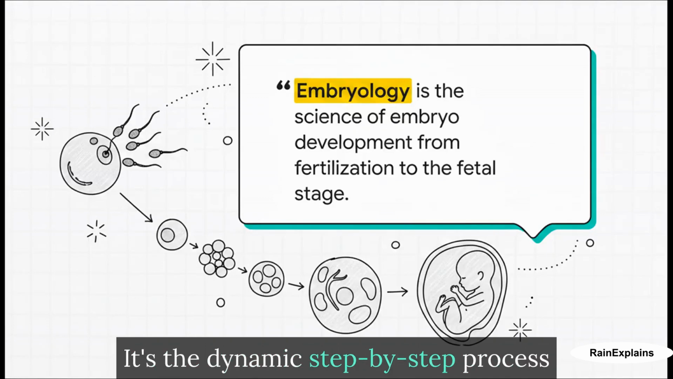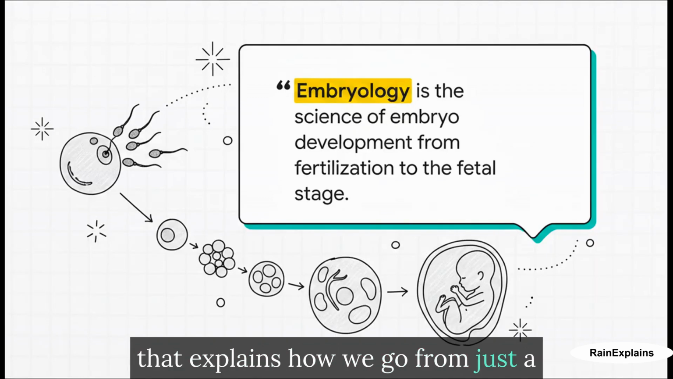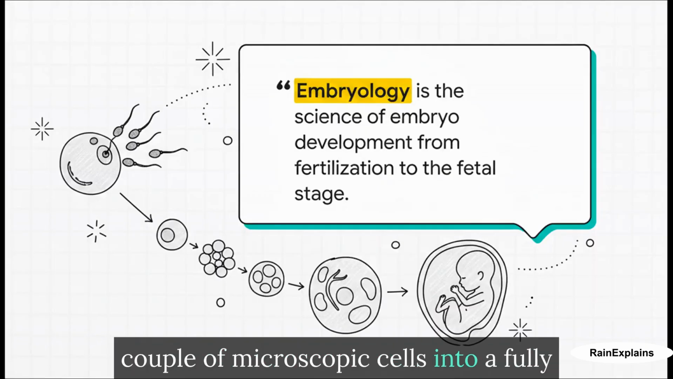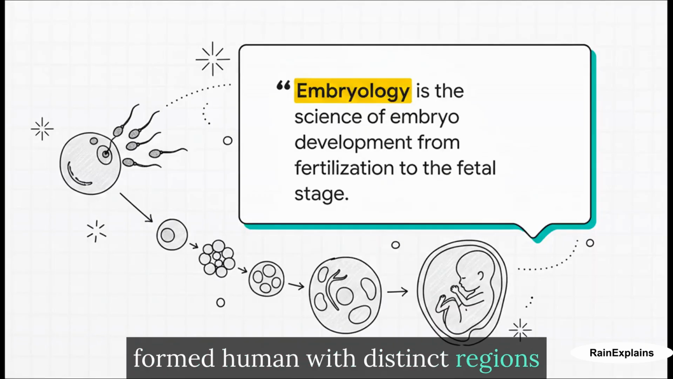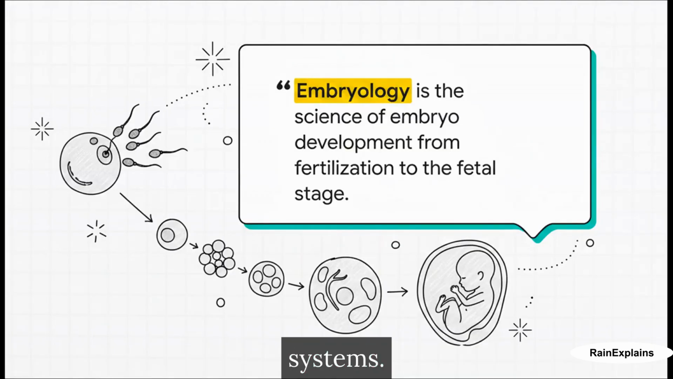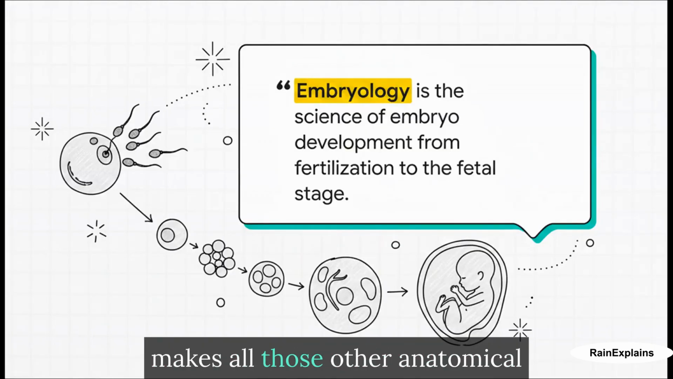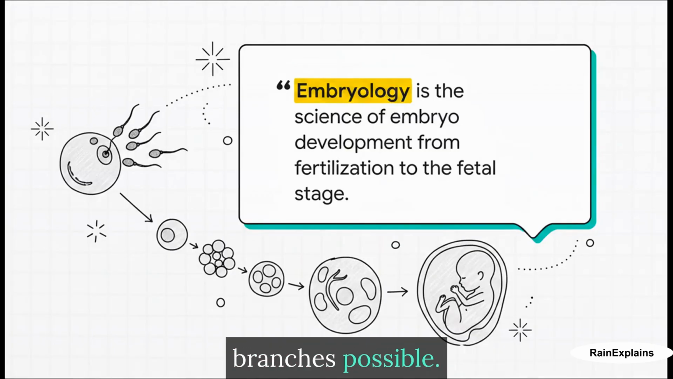It's the dynamic, step-by-step process that explains how we go from just a couple of microscopic cells into a fully formed human with distinct regions and highly interconnected systems. It's the foundational branch that makes all those other anatomical branches possible.